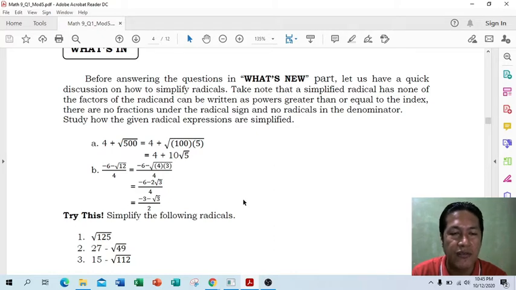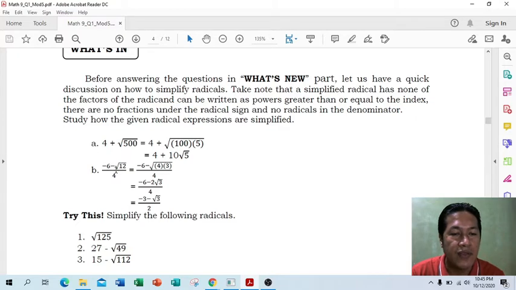So, square root of 100 is 10. Kaya nilabas niya si 10. Okay? And then, nagpabilin sa sulod si 5. So, ang answer is 4 plus 10 square root of 5. Okay. Letter B, dito naman, negative 6.